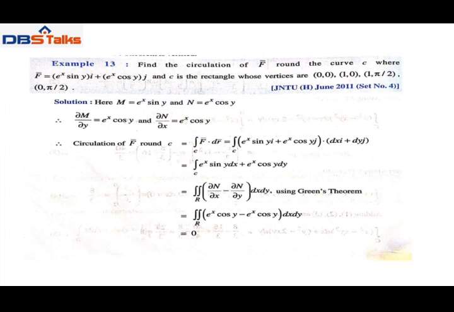So by using Green's theorem, integral M dx plus N dy equal to double integral of dou N by dou x minus dou M by dou y dx dy. So that equal to double integral of e power x cos y minus e power x cos y, that equal to 0.